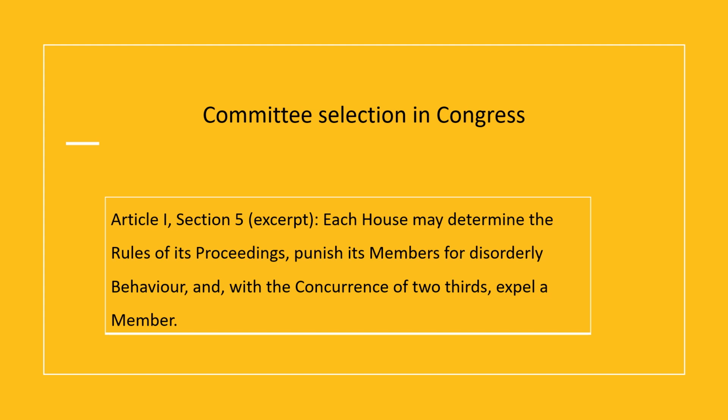We now look at committee selection. As I mentioned earlier, the Constitution gives the power to each house to determine how they conduct business. So here we see Article 1, Section 5. Each house may determine the rules of its proceedings, punish its members for disorderly behavior, and expel a member. So the third power that we see here is extremely rare. It is very, very rare when the Congress will expel a member. But determining the rules of their proceedings, that's the committee process.